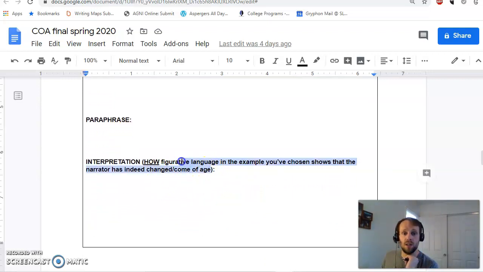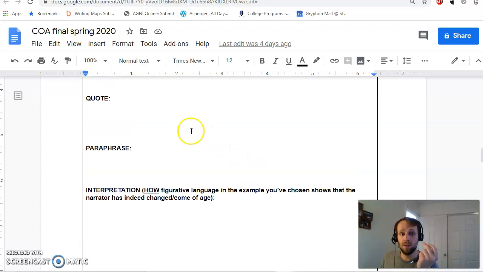So notice under here, under interpretation, it says how the figurative language in the example you've chosen shows that the narrator has indeed changed or come of age. So that means with your quote, you have to choose a quote that has an example of figurative language in it. So in other words, it shouldn't be something that's just literal, where the author is literally telling you something that the narrator is going through. This should be one of the examples of figurative language that you found in the text or that we've talked about. And then your interpretation is going to tell us what that example shows us about how the character has changed.